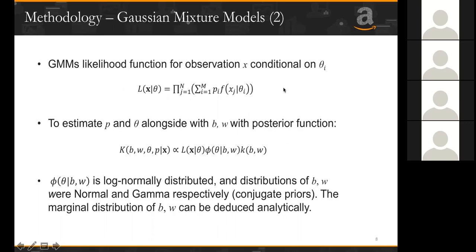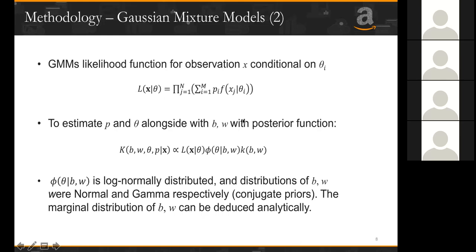So the likelihood function we have for the Gaussian mixture model is illustrated here. It's for observation x conditional on the parameter theta. To estimate the weights for each component and the mean, alongside b and the precision w, we use a posterior function. This is the final likelihood function.